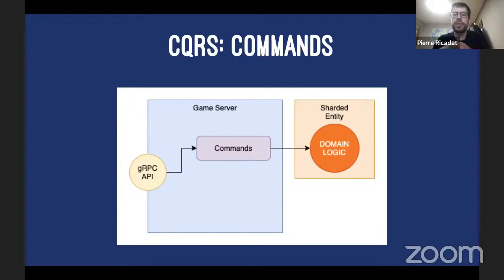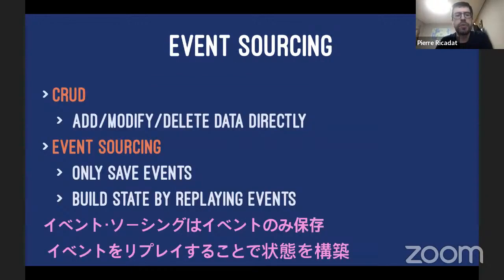we forward this command to something we call an entity. An entity can be like a user or a guild, for example. A given entity exists in only one place in our cluster at any given time. So, for example, all the commands for a given user will go to the same entity, and the entity will process these commands one by one. That's the part that we call domain logic. It's processing the commands.